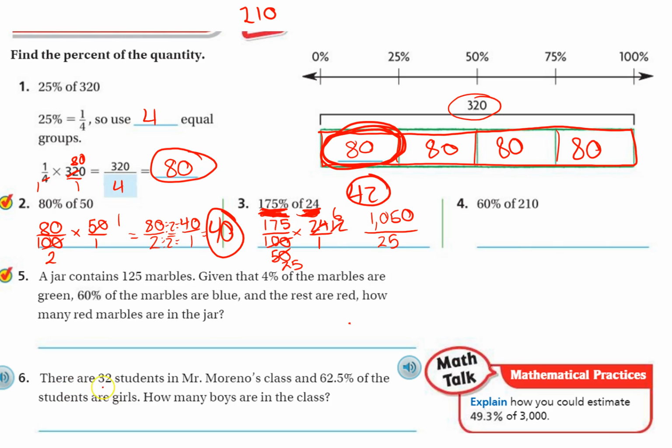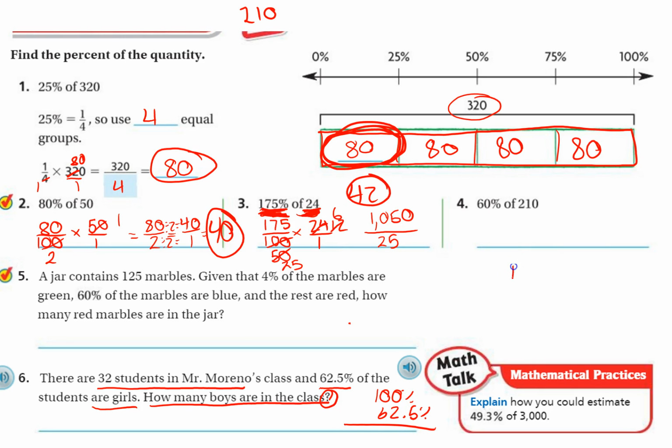All right, there are 32 students in Mr. Moreno's class, and 62.5% of the students are girls. How many are boys in the class? Well, the boys and girls would be 100%. 62.5% are girls. We want to know how many are boys.